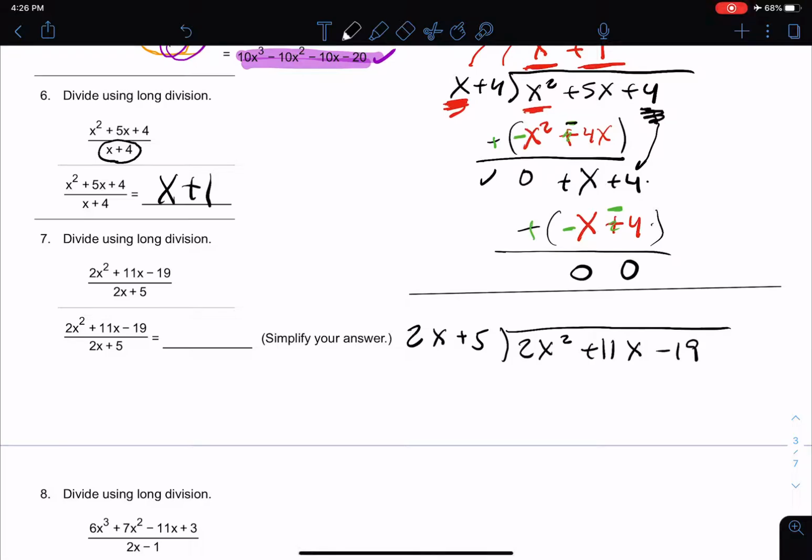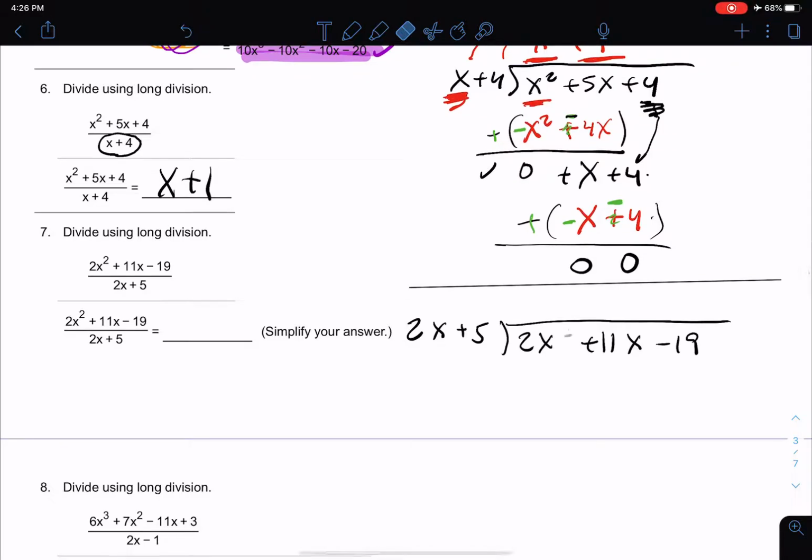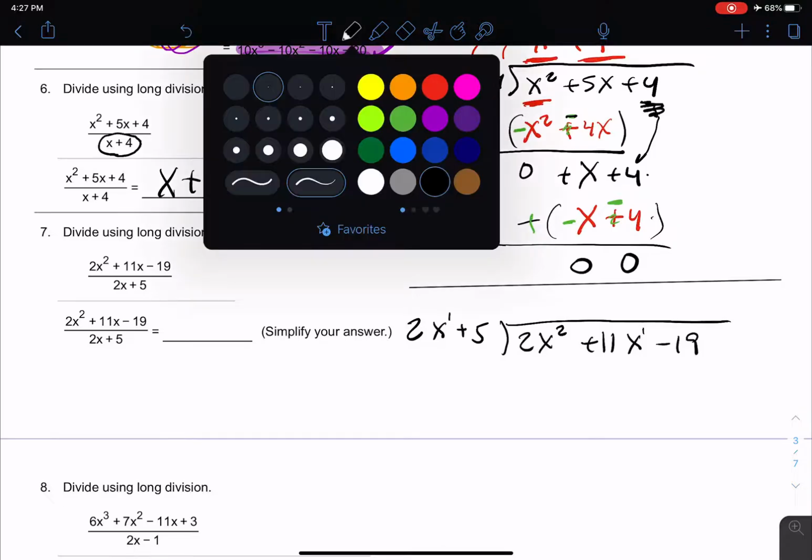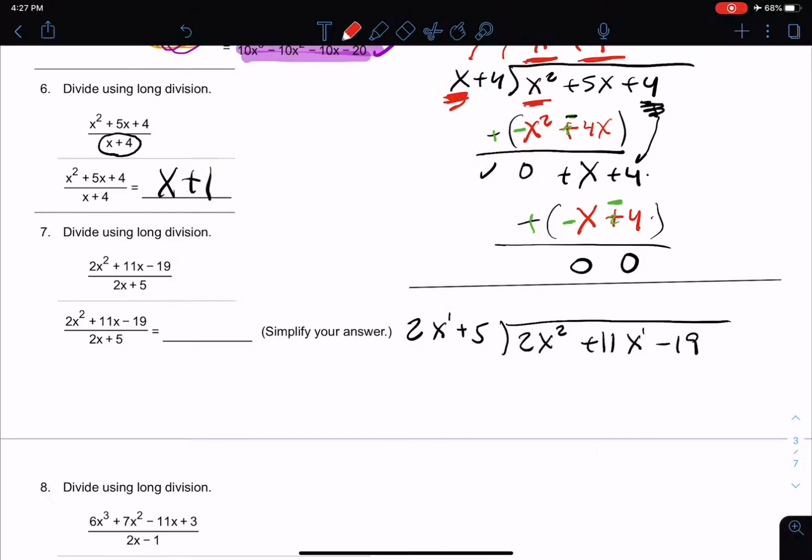Now, something to be aware of. You want all of these problems to be in standard form, and so you want those exponents to be descending powers of x. That means your x squared was first, then your x to the first was next, and then your constant, right? So it's just always the highest power first and then descending down. Let's go ahead and use my tried and true technique.